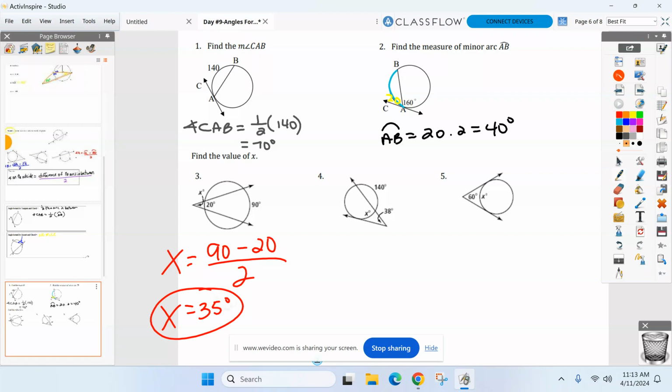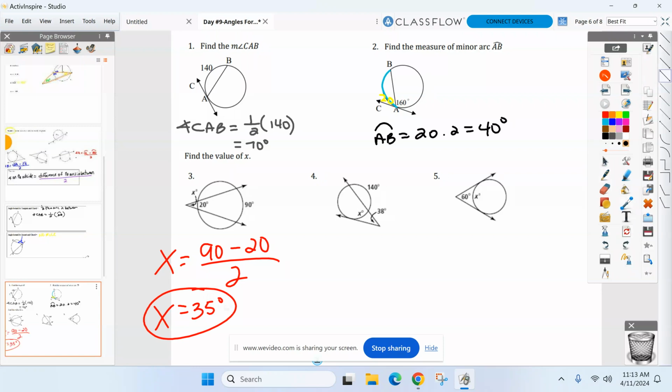I'm going to skip over to number 5. We are going to go back to 4, but 4 is a beast. I think if I do 5 with you, it's going to help you with 4. So let me do 5 with you.